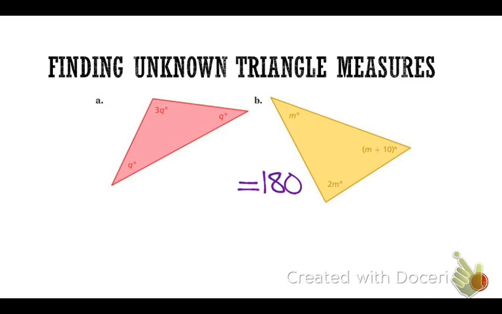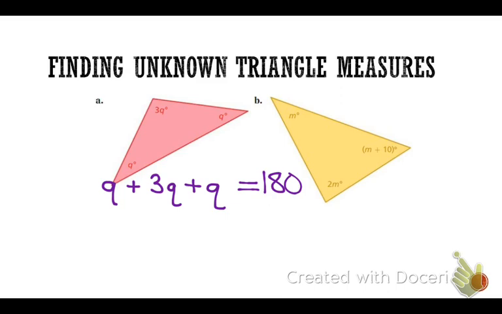My rule says I can add each angle measure together. You say, well, they're variables. That's okay. I'm going to figure out what Q stands for. So Q plus 3Q plus another Q. If you write it in a different order, if you started at 3Q, that's fine too.